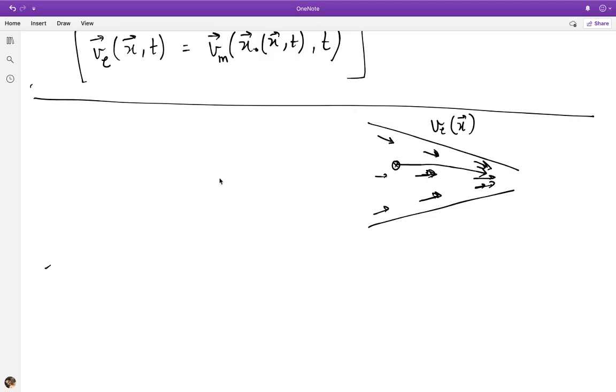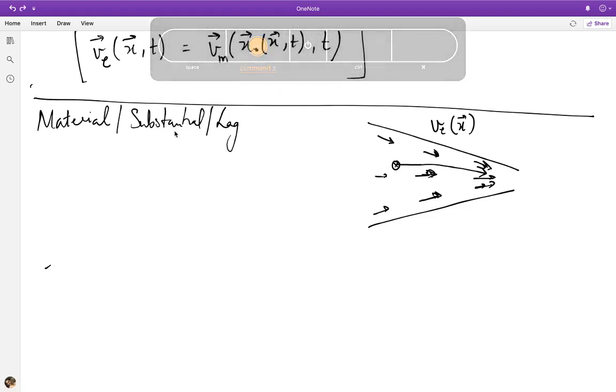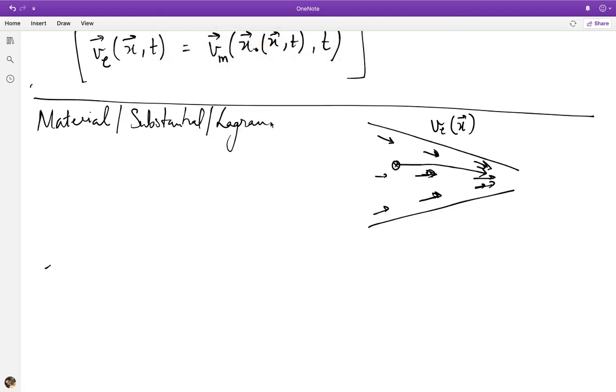So to calculate the rate of change of quantities as you move along with the material point, or the material derivative, that's our objective right now. We want to calculate the material, or what's also known as substantial, or yet another term, the Lagrangian derivative.